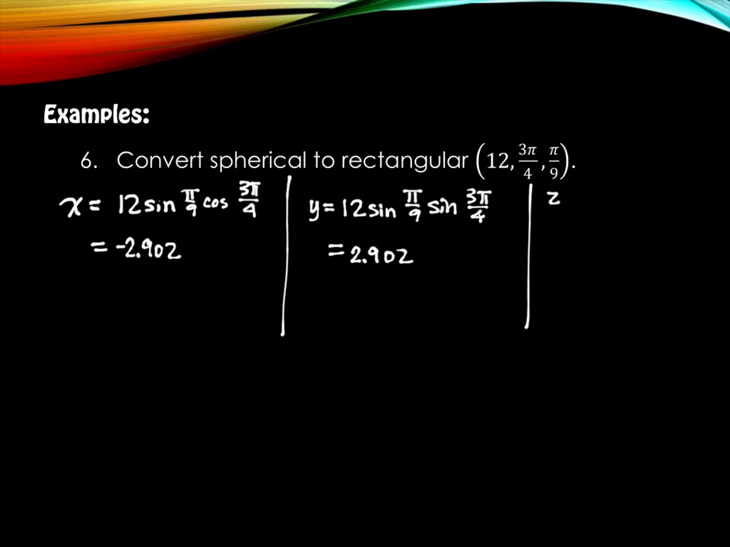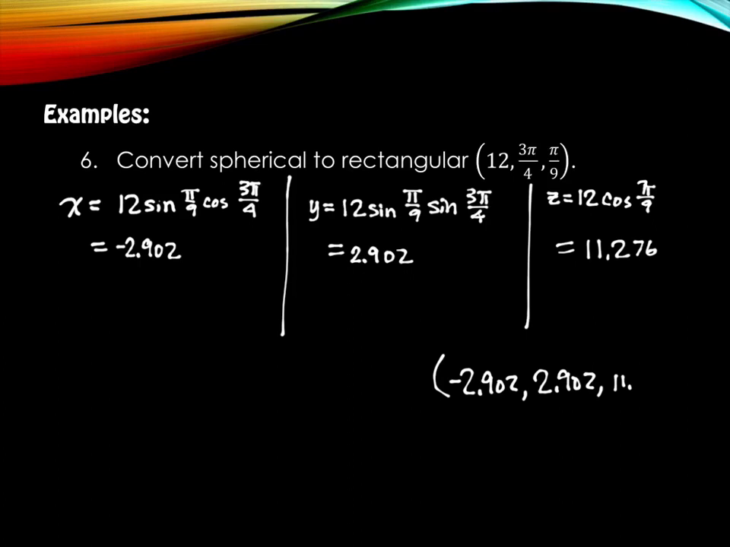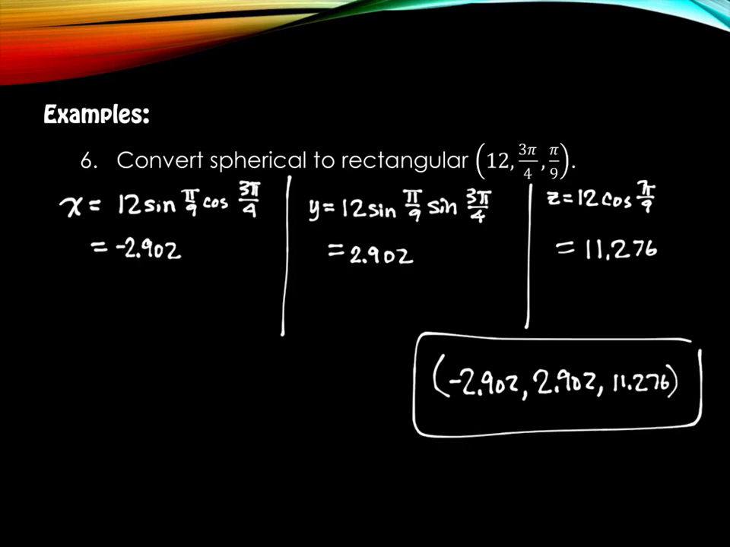And then our last one is z. Z is equal to rho, 12 again, cosine of phi, which is pi over 9. 11.276. Excellent. So our ordered triple is negative 2.902, positive 2.902, and then 11.276. Okay, pretty quick, right? All right, let's do some that are equations that are changing around.